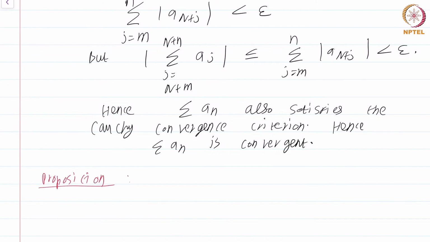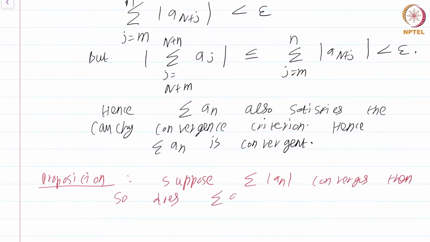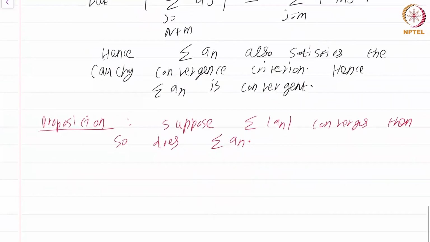I am not going to prove this because we have already done it as part of the proof of the previous theorem. Suppose summation mod an converges, then so does summation an. We have done the proof of this as a part of the proof of the previous theorem. So this prompts the following definition.